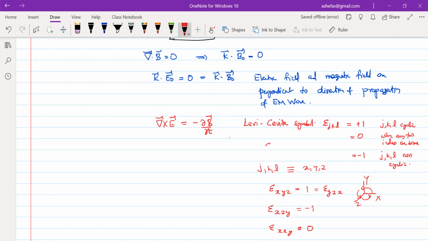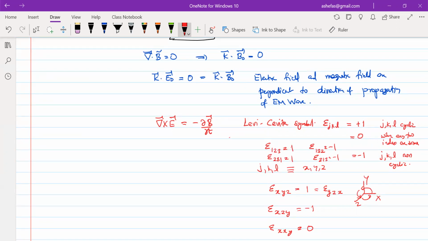Similarly, we can write like this also. If the indices are 1, 2, 3, epsilon 1, 2, 3 is plus 1. But epsilon 1, 3, 2 is minus 1, because 1, 2, 3 is cyclic, but 1, 3, 2 is non-cyclic. Similarly, if you start with 2, then epsilon 2, 3, 1 is plus 1, but epsilon 2, 1, 3 is minus 1. So that is what is called the Levi-Civita symbol. You might have studied this in mathematical physics. If you have not learned it, you will learn very soon.